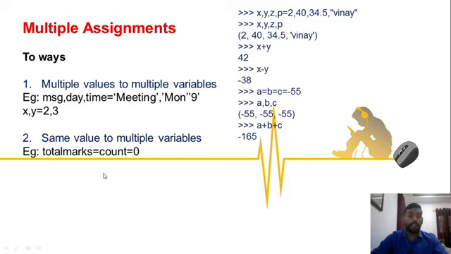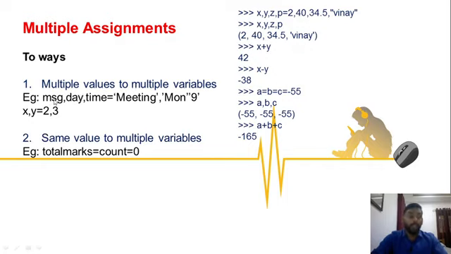We have already done x equal to 30, right? Only one assignment, x gets the value 30. But here you can see total marks equal to count equal to 0. It's the same value assigned to multiple variables. Both total marks and count are variables and both are getting the value 0. Just like x equal to y equal to 10, both x and y are getting the value 10. That's it.